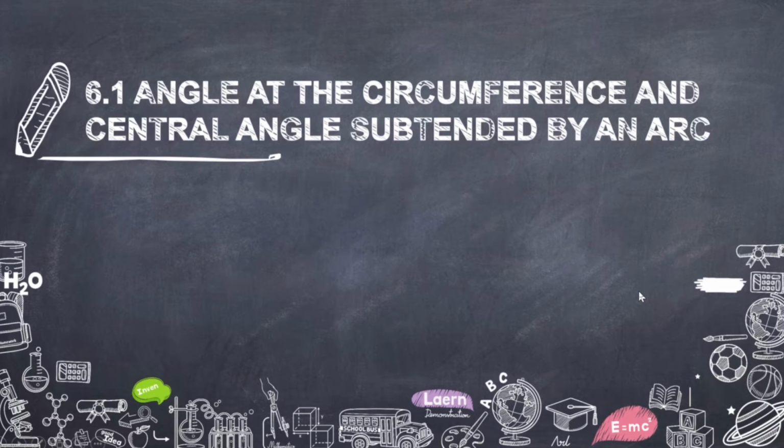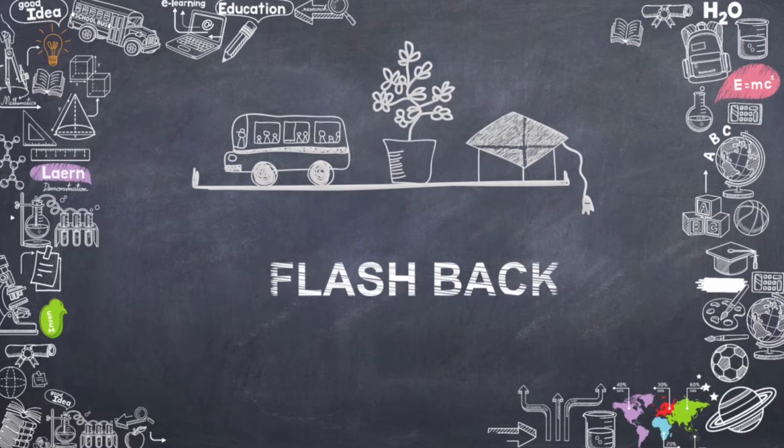Okay, let's move to our first subtopic, 6.1, angle at circumference and center angle subtended by an arc. Alright, so before we move on, let's make a short flashback about what we have learned about circles during Form 2 or during your Form 1, alright?